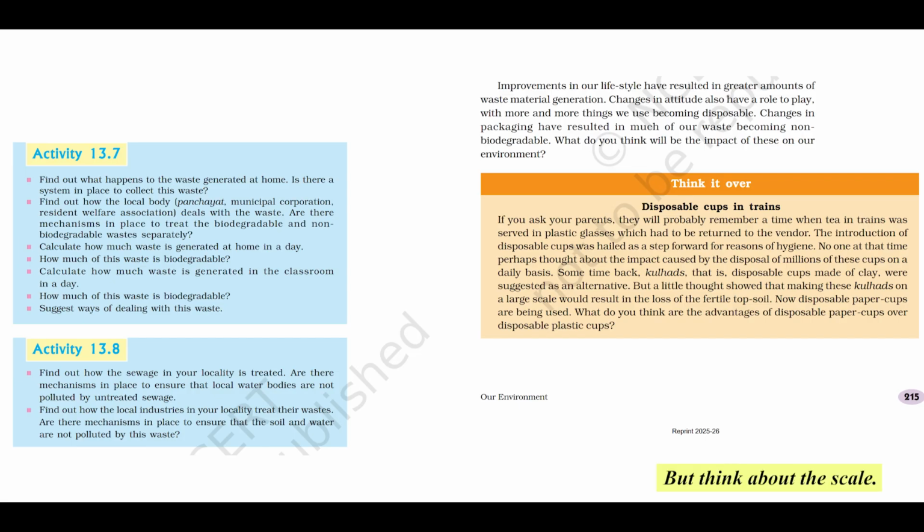Seem perfect. But think about the scale. To make millions of Kulhads daily, you need vast amounts of clay. Where does clay come from? From the earth, the topsoil. Exactly. Fertile topsoil, which we need for farming. Making Kulhads on that massive scale would lead to significant soil erosion and loss of agricultural land. Solved one problem, created another.